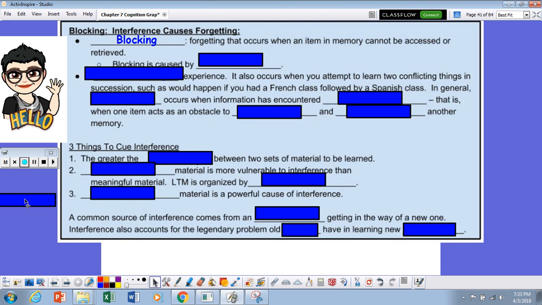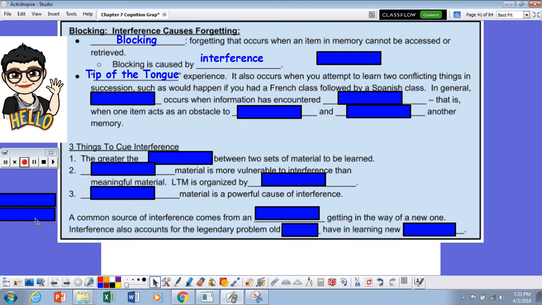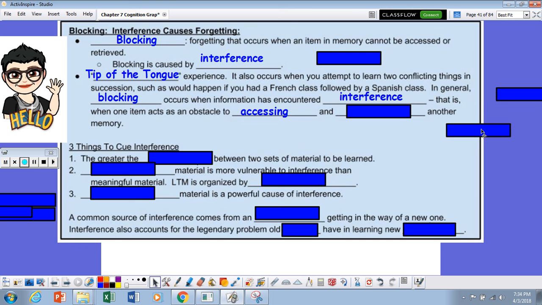Blocking occurs when an item in memory cannot be accessed or retrieved, and a lot of times it's caused by interference. The phenomenon known as tip of the tongue experience occurs when we're trying to learn conflicting things in succession, such as what would happen if we had a French class followed by a Spanish class. In general, blocking occurs when information has encountered interference, and that is when one item acts as an obstacle to accessing and retrieving another memory.